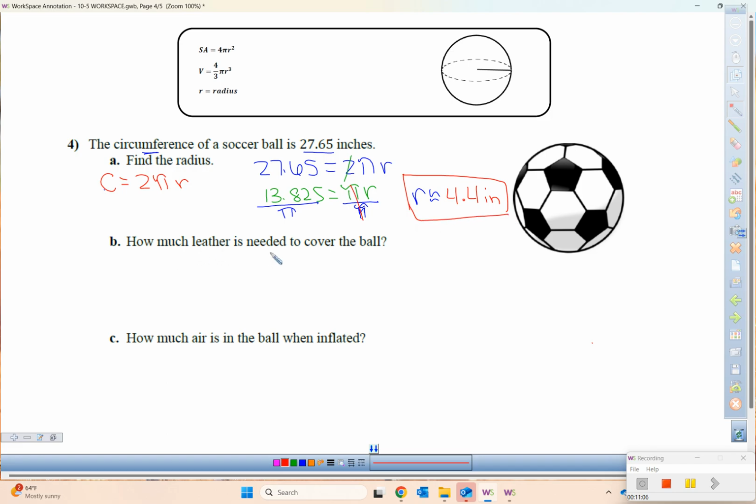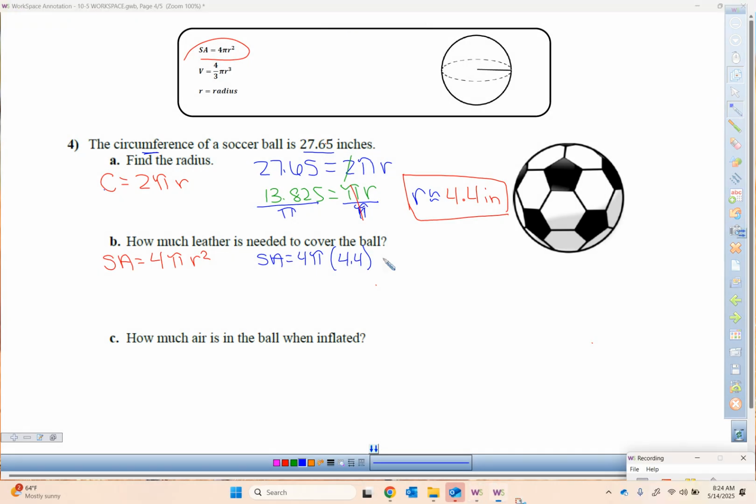So now it says how much leather is needed to cover the ball. Okay, so remember when I was talking about the earth and how much fabric it needed to cover it? What were we finding? What was that for? Yes, the surface area. So that's the formula we're going to use. The surface area is 4 pi r squared. And now we're going to plug in what we know. Okay? So we're trying to solve for surface area, so that we don't know. 4 is part of our formula. We do know the radius is 4.4, and the surface area is squared.